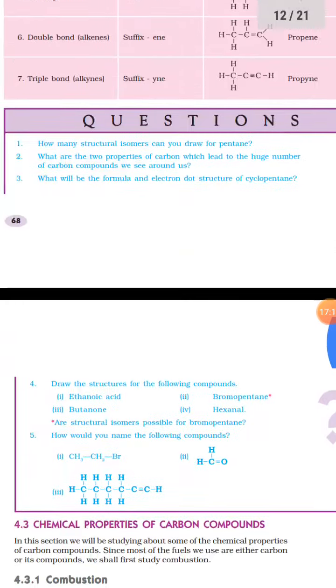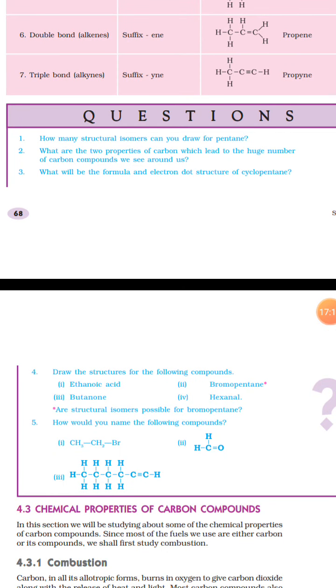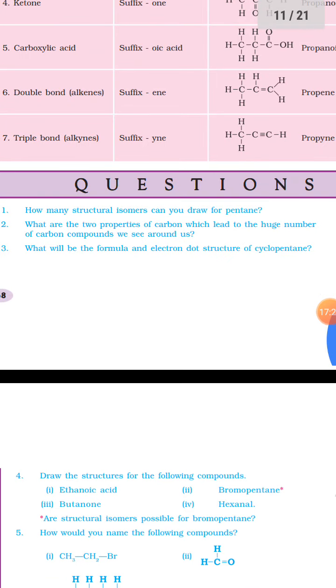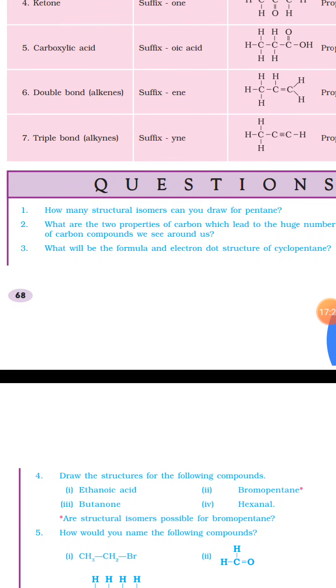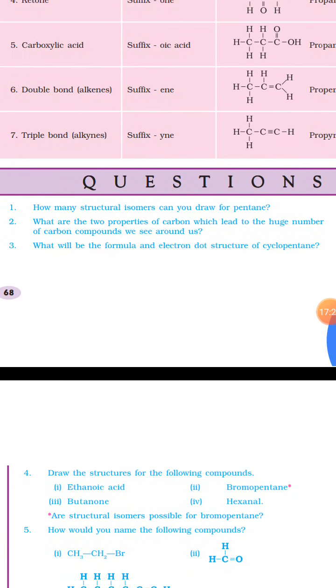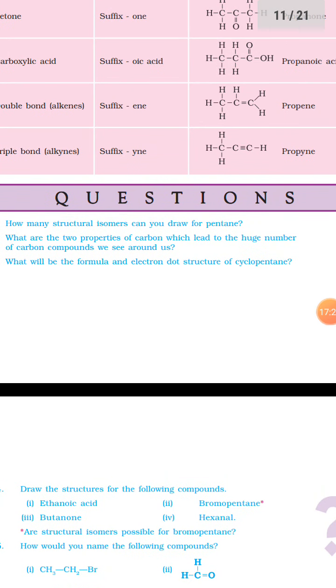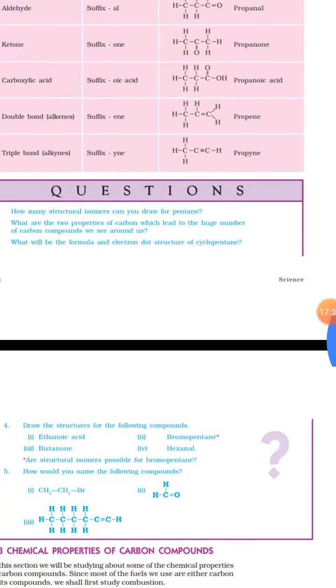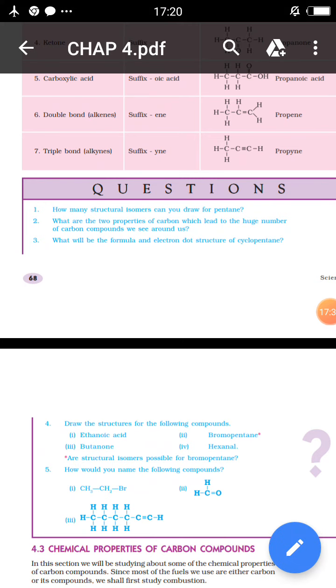Now questions: how many structural isomers can you draw for pentane? Students, it is a very important question. Isomer is a very different point, students. We have to explain this isomer form just by having a diagram with a pen.